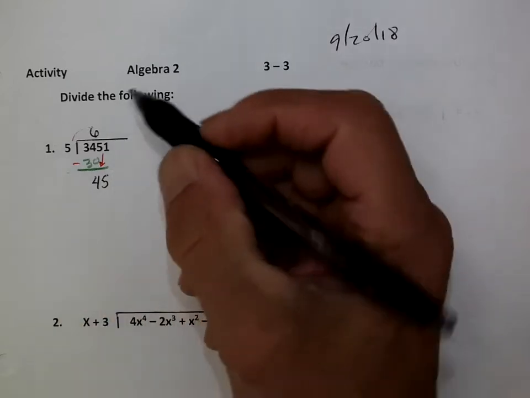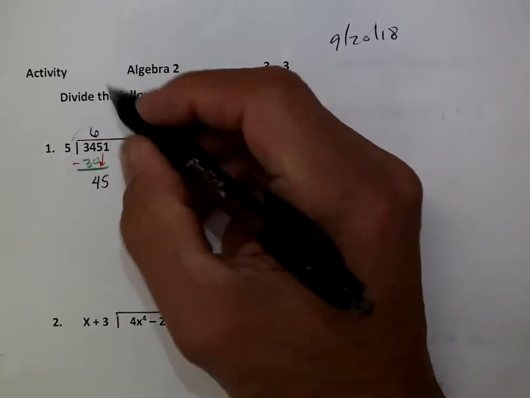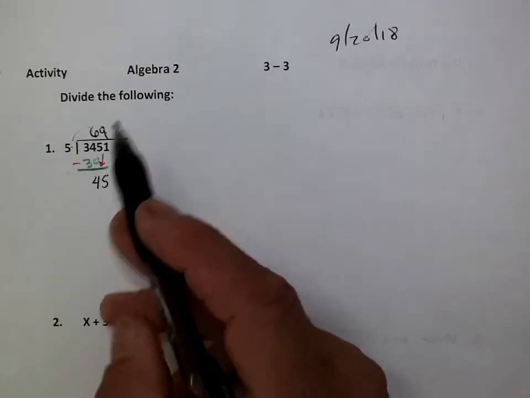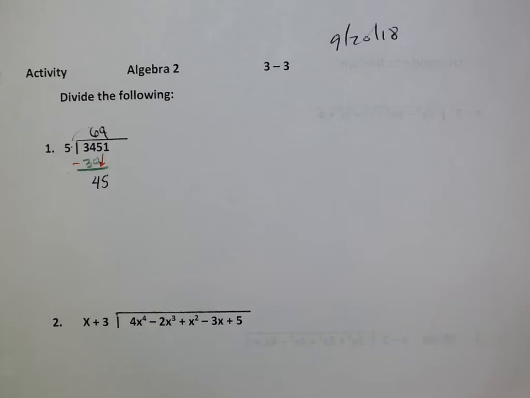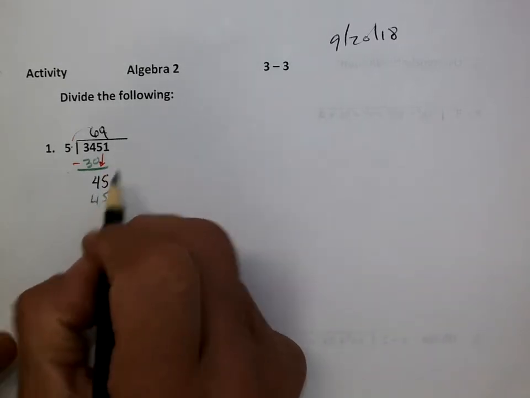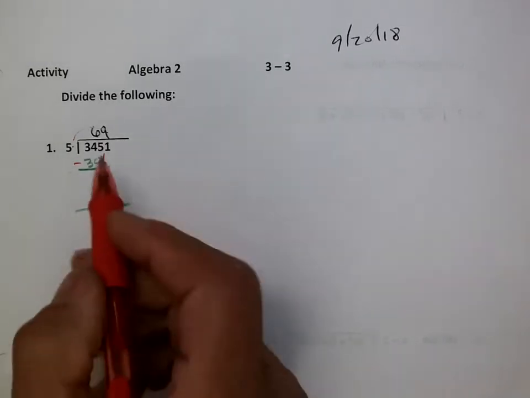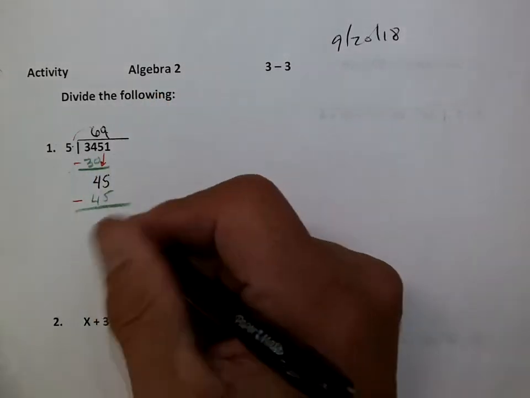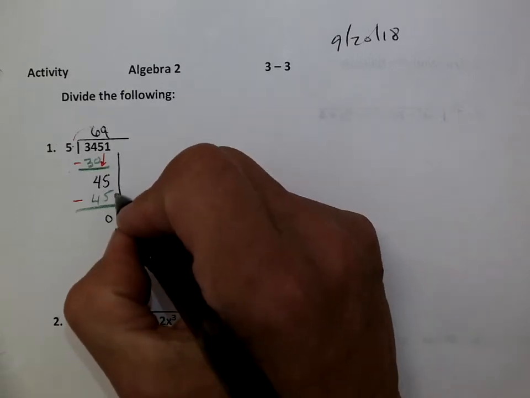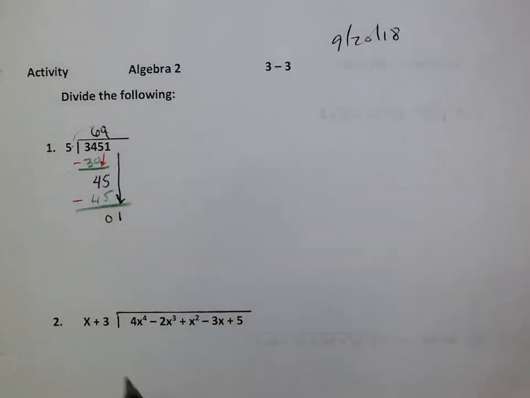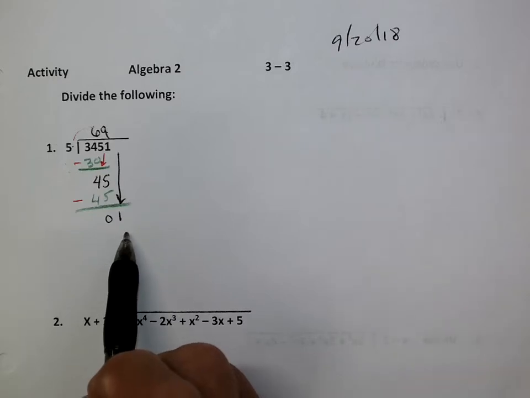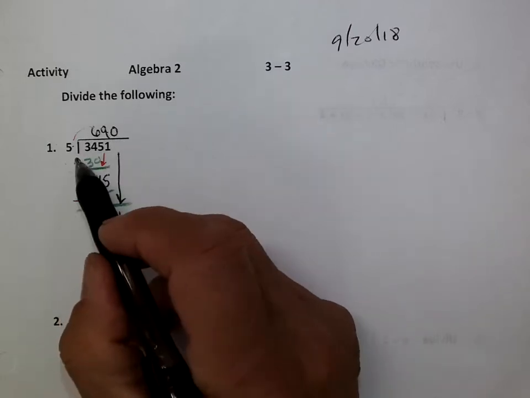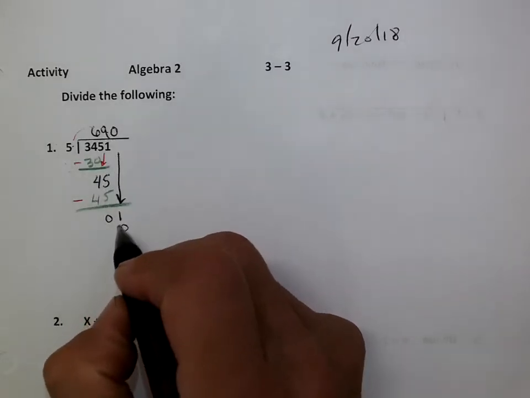Okay. And then we say, well, 5 goes into 45 9 times, so we put the 9. And we multiply the 9 times the 5. We know that's 45, right? And then we subtract, 45 minus 45 is 0, right? And then we bring down the 1. 5 doesn't go into 1, but it does 0 times because we need a place. We got a 0. 0 times 5 is 0. And then we subtract, right?